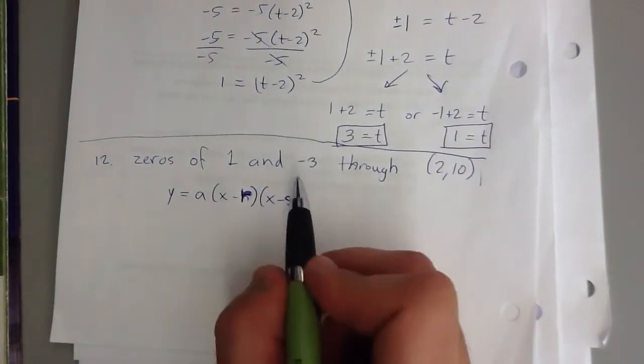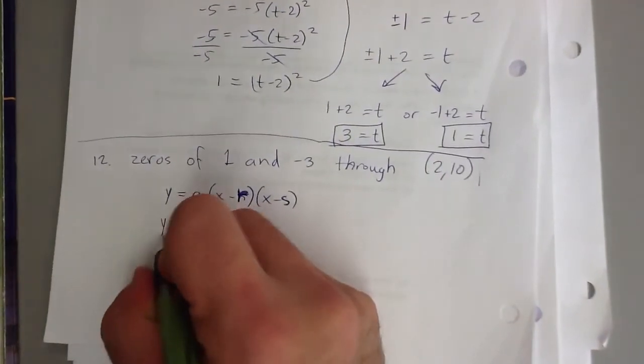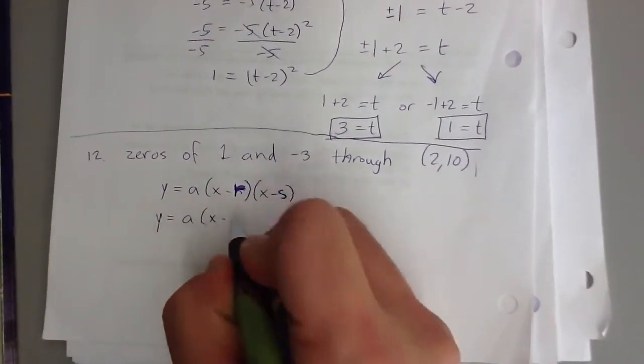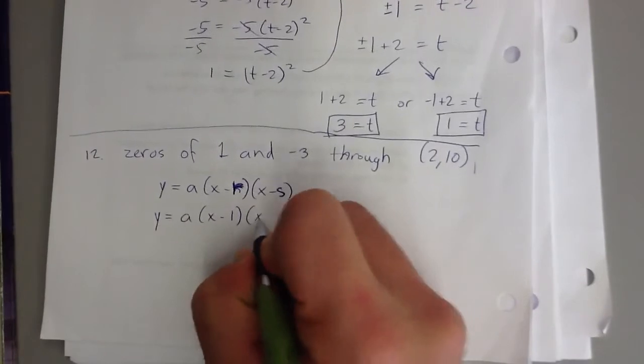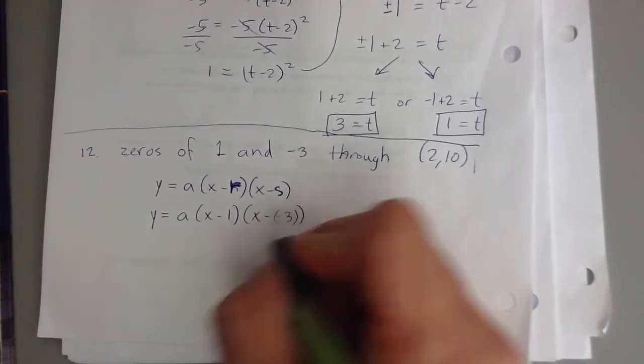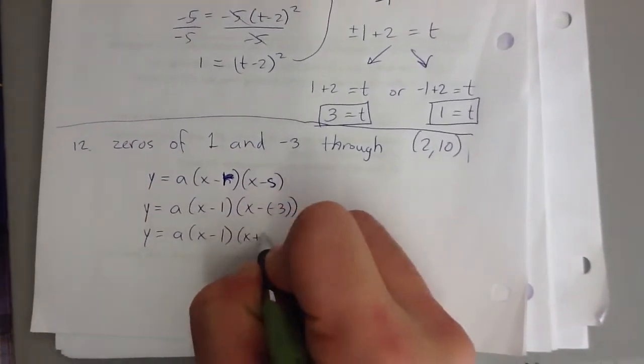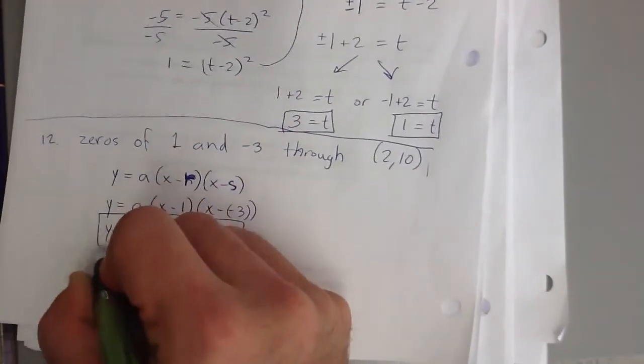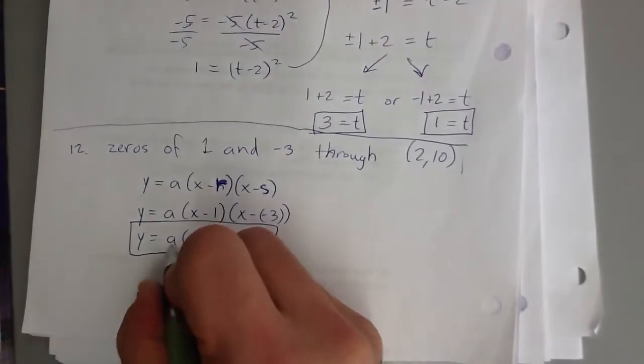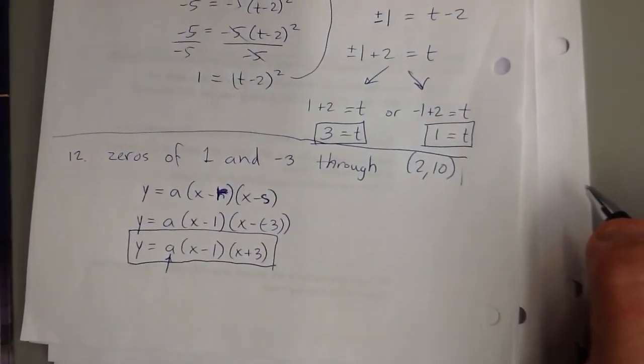So if I plug in the zeros of 1 and negative 3, this is y equals a, x minus the first x-intercept, which is 1, and x minus the second x-intercept, which is negative 3. So this is y equals a, x minus 1, and x plus 3. This is the formula, almost. It's missing your a value. So I have to figure out my a value.